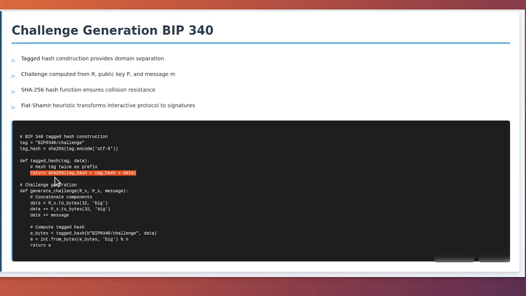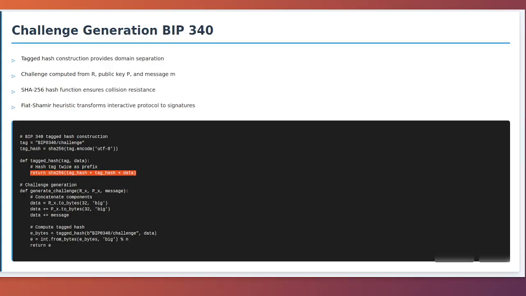The output of the tagged hash is a 256-bit value, which we then interpret as an integer modulo n, where n is the order of the generator point. The security of the signature scheme critically depends on the collision resistance and pseudorandom properties of this hash function. If an attacker could find two different messages that produce the same challenge value when combined with the same R and public key, they could potentially forge signatures. Similarly, if the hash function's output were predictable or biased, it could weaken the security guarantees of the signature scheme.